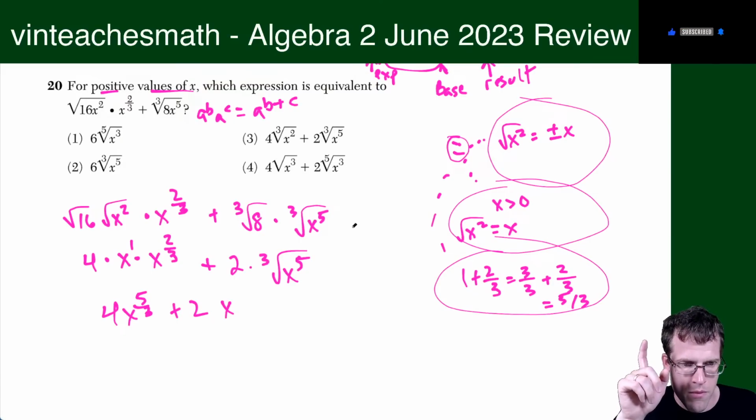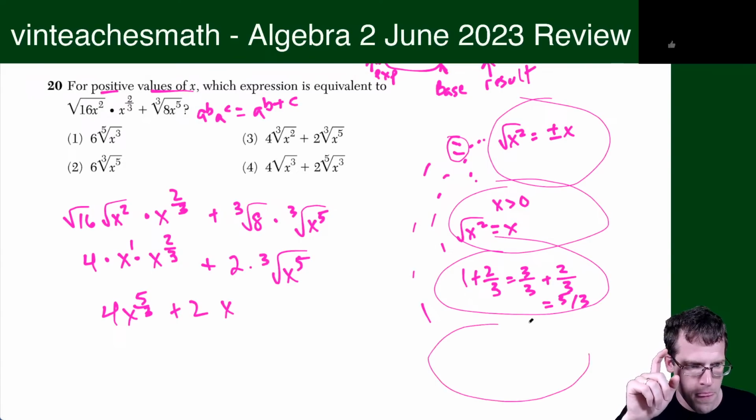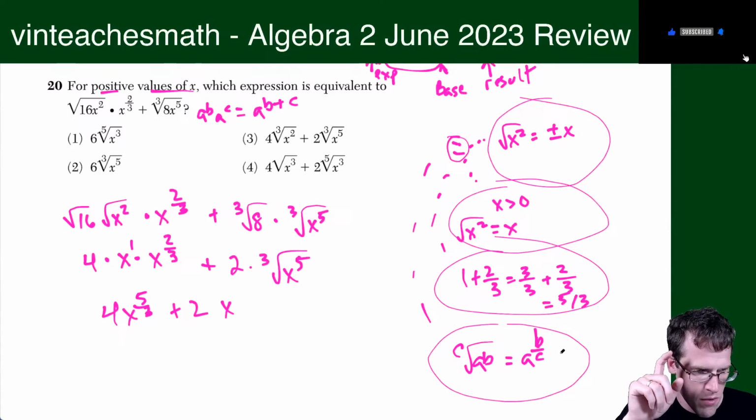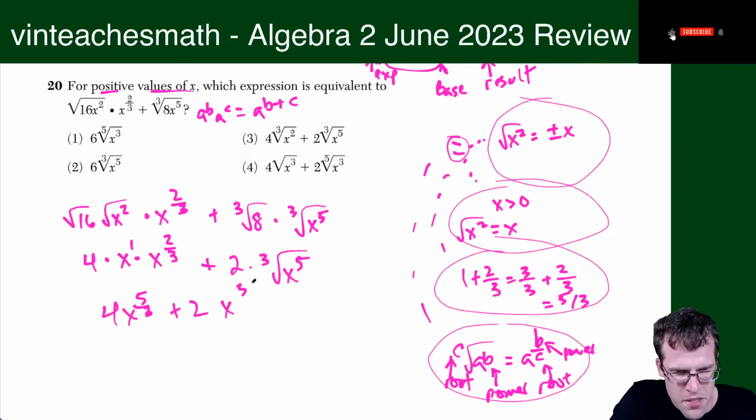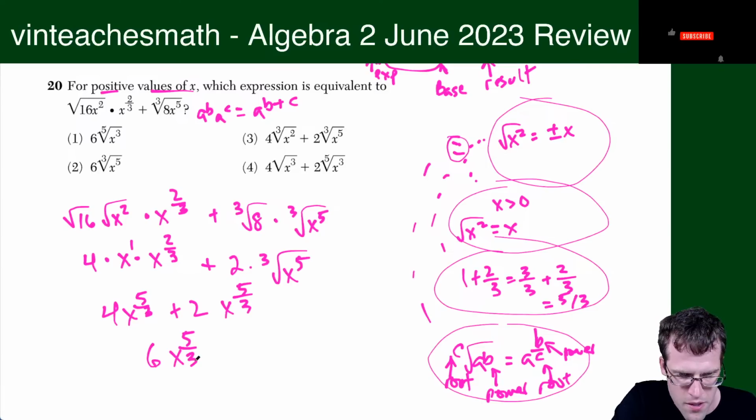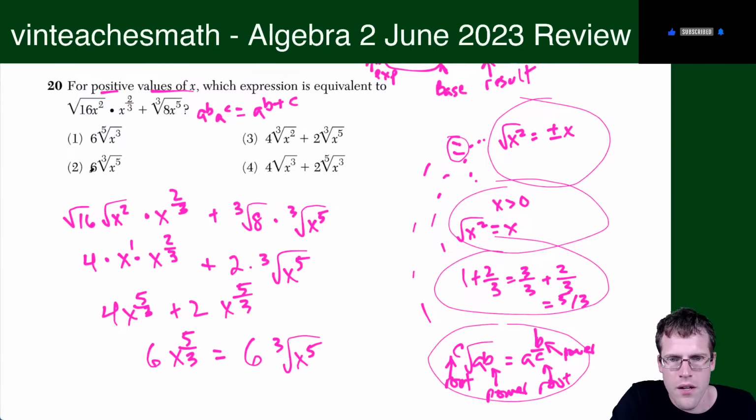The idea for this one, remember, the c root of a to the b is a to the b over c. Remember, power over root. So we use that, and it's going to be to the power 5 over the root 3. And see, these are like terms. So this would just be 4 plus 2 is 6, x to the 5/3. And now send it back. This is 6 times the cube root of x to the 5th. Choice 2. All right.